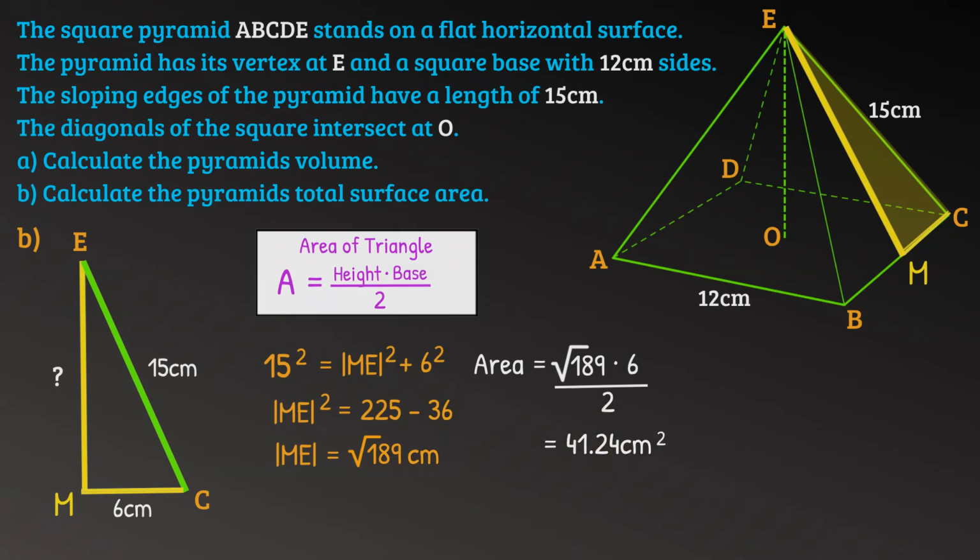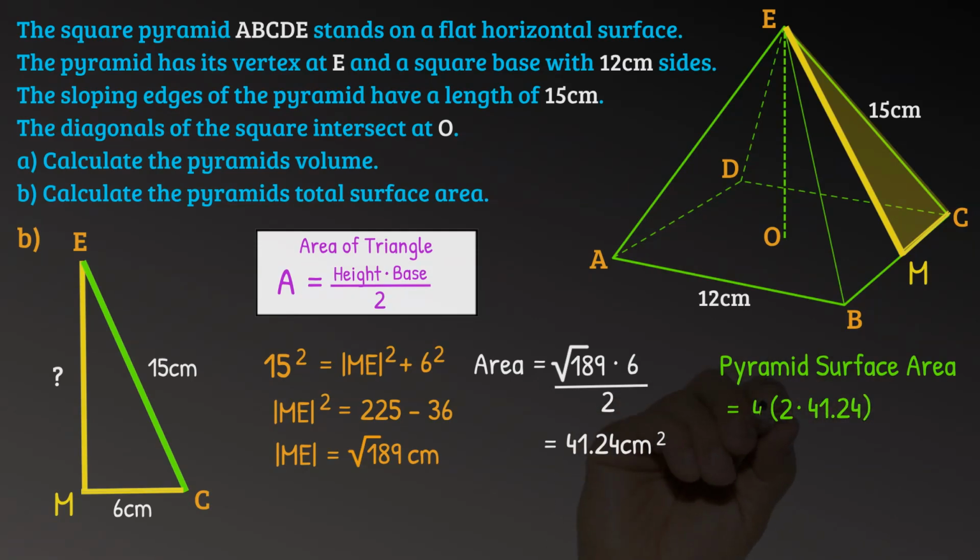But this triangle is only half of one of the faces of the pyramid, so to find the total pyramid surface area, we have to times it by 2. And because there are 4 faces, we have to times that by 4, but we also have to add in the area of the base, which we've already worked out as 144, and that gives us 473.92 centimeters squared.